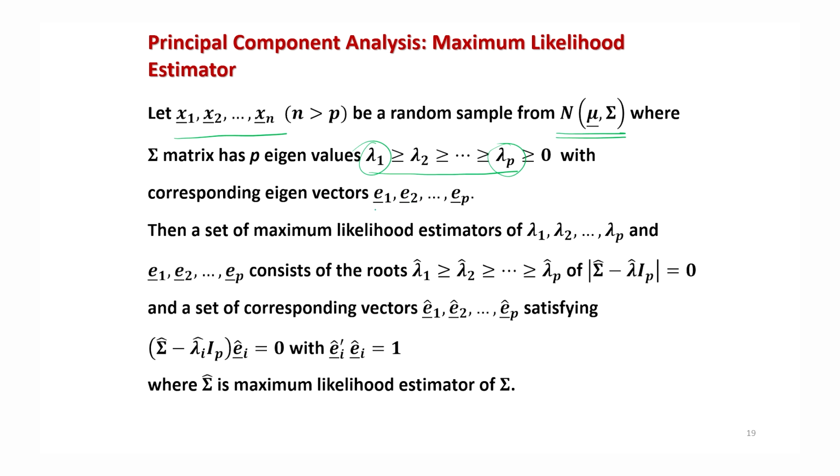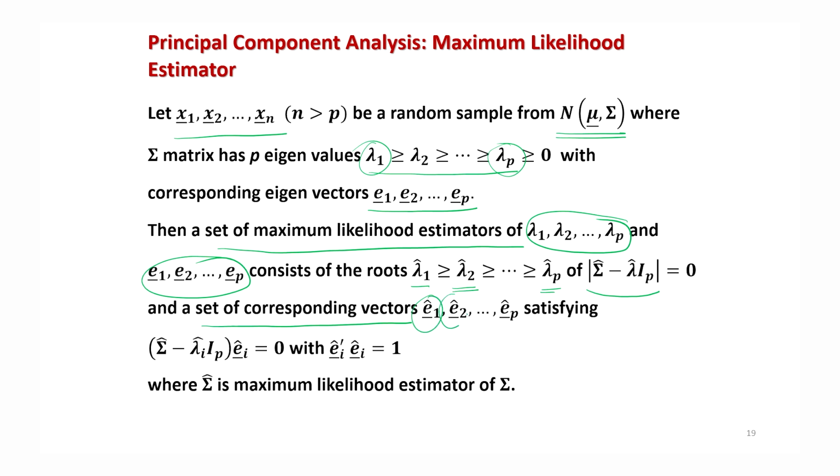And their corresponding eigenvectors are here, suppose E1, E2, EP. Now, I am not giving you the proof here, but I am giving you the final result: the set of maximum likelihood estimators of lambda 1, lambda 2, lambda p and E1, E2, EP are the roots lambda 1 hat greater than or equal to lambda 2 hat greater than or equal to lambda p hat of the equation determinant of sigma hat minus lambda hat IP is equal to 0, and a set of corresponding vectors E1 hat, E2 hat, EP hat satisfy the characteristic equation, sigma hat minus lambda i hat IP into EI hat is equal to 0, with the constraint that EI hat transpose EI hat is equal to 1. And this sigma hat is the maximum likelihood estimator of sigma.